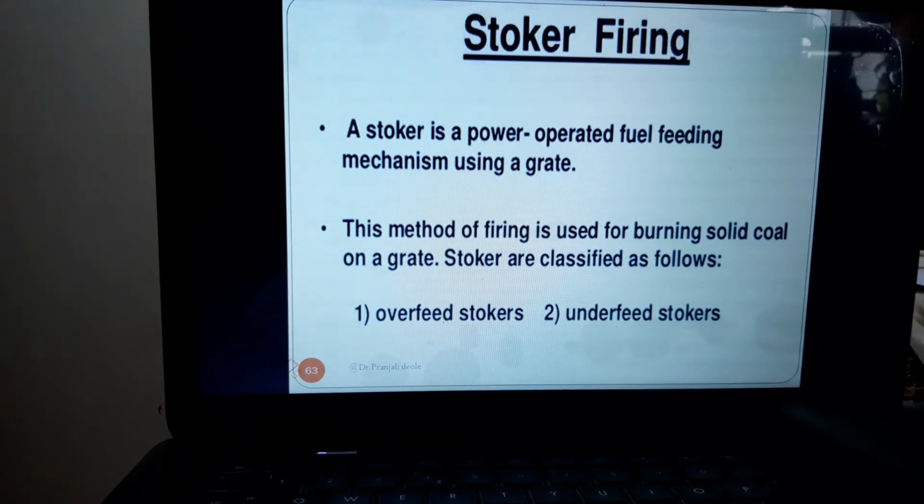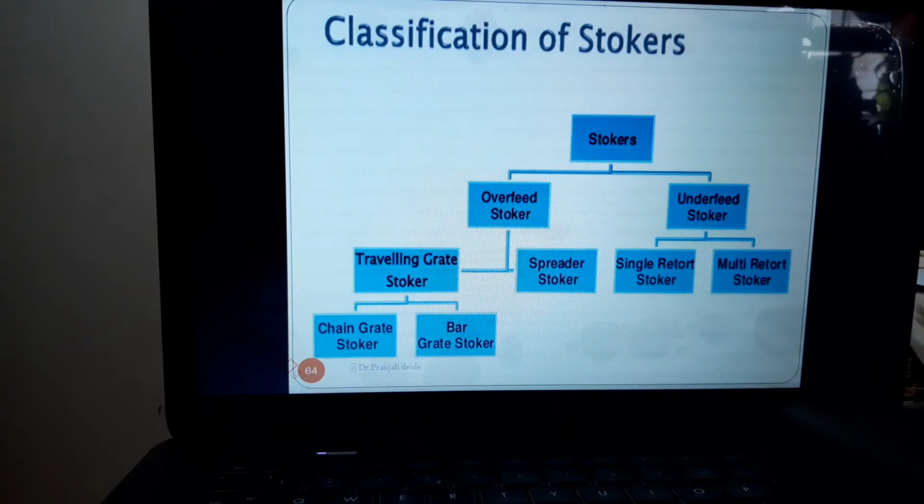Then another type of firing is called stoker firing. A stoker is a power operated fuel feeding mechanism which also uses a grate. This method of firing is used for burning solid coal on a grate. The stokers are also classified under two categories as overfeed stokers and underfeed stokers.